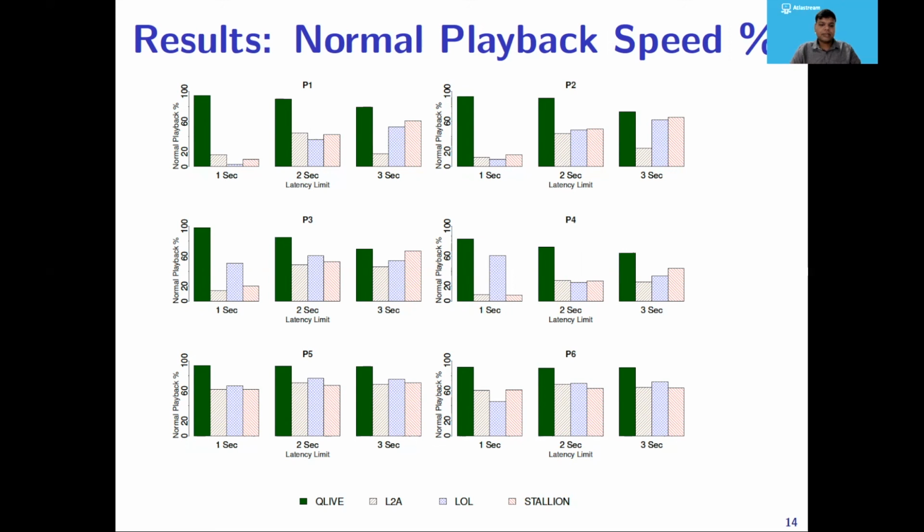One interesting thing about QLive is that for the 3-second latency limit, where we have 3-second segments, it plays at normal speed for a lesser duration compared to the 1-second latency limit, where we have 1-second segments. This is because QLive changes the playback speed at the segment boundaries only. In contrast, other methods choose to change the playback speed whenever their latency threshold criteria are met. In the paper, we have even presented additional results on quality of experience and the effect of segment duration on the latency.